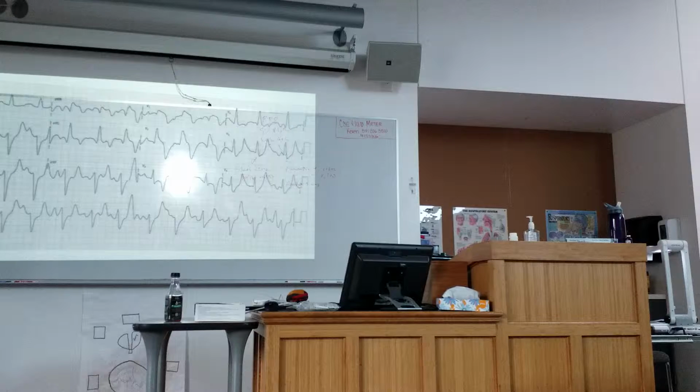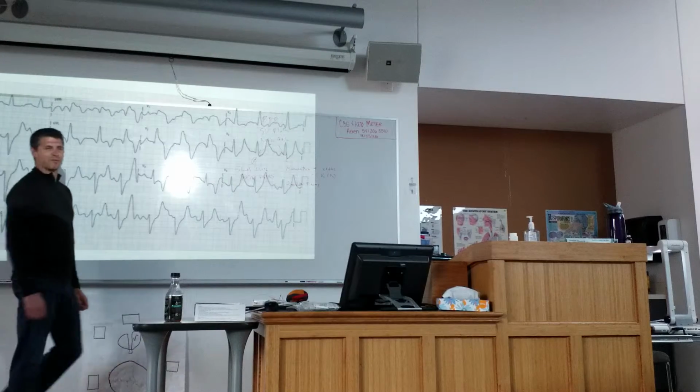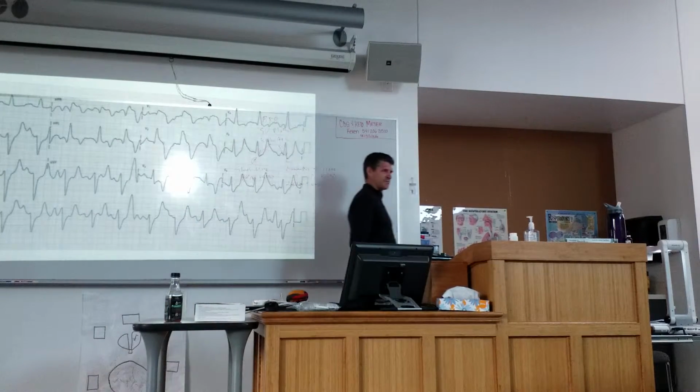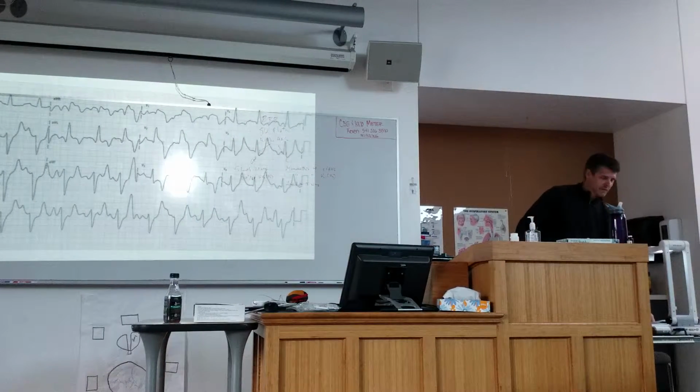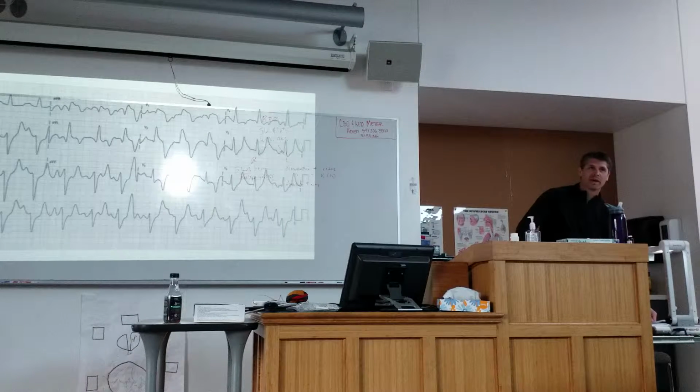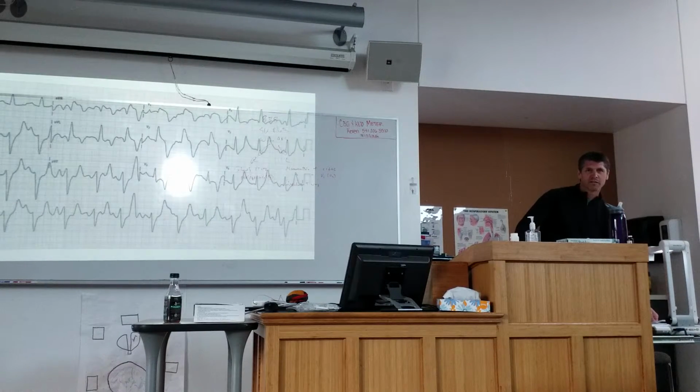No. So I don't have a right bundle branch block, I don't have a left bundle branch block, and I don't have a third degree heart block. So what do I have? Neither a right bundle branch block nor a left bundle branch block. Does that make sense? Don't be confused because it looks like a mess. Your patients sometimes look like a mess.